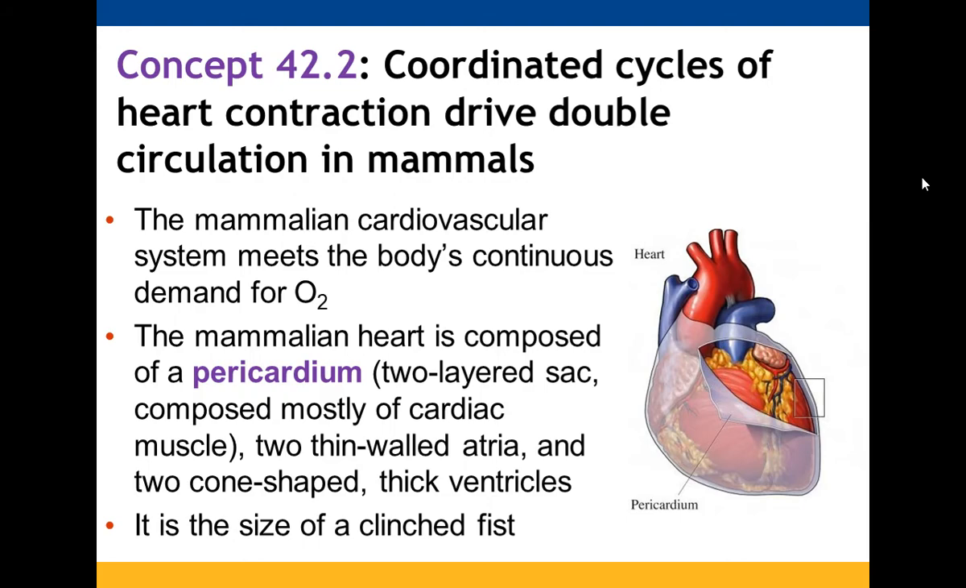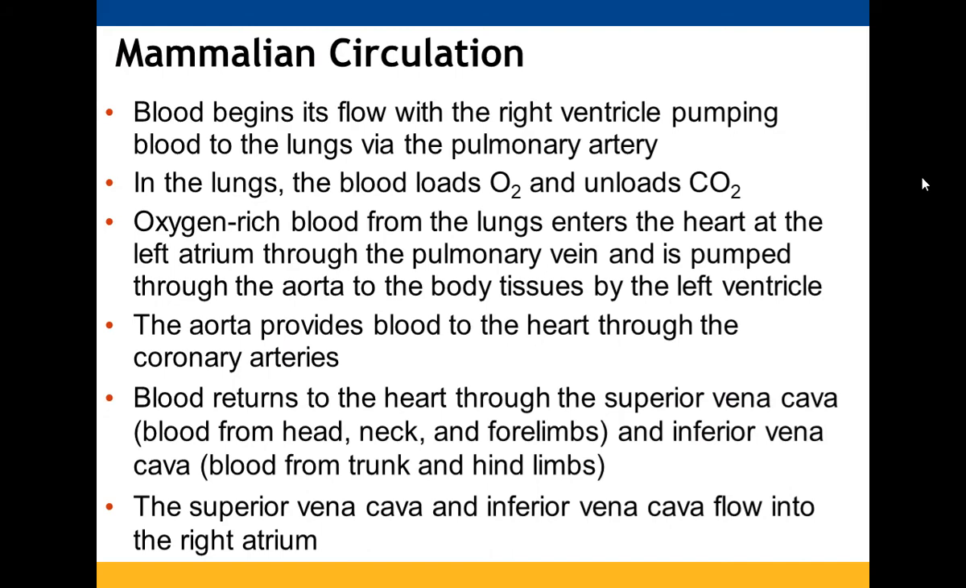Focus more on how hearts actually are able to contract in double circulation systems for mammals. Basically, we need oxygen all the time. And so the heart is our means of making that happen. The mammalian heart has that pericardium layer on the top of it. And it's going to have a couple of thin-walled atria and then some thicker ventricles. And basically, if you clench your fist, you have the size of a heart.